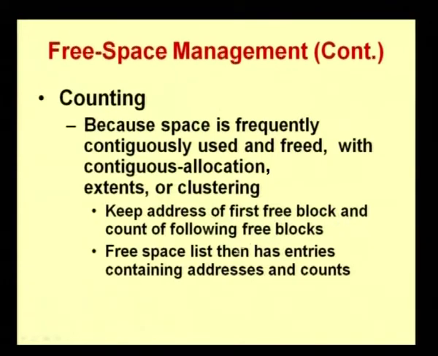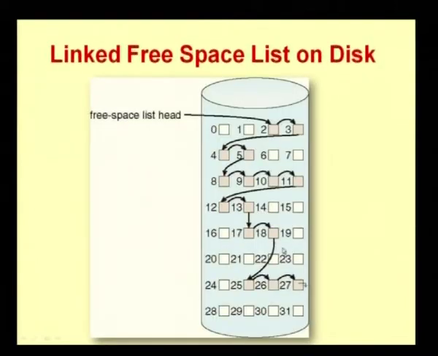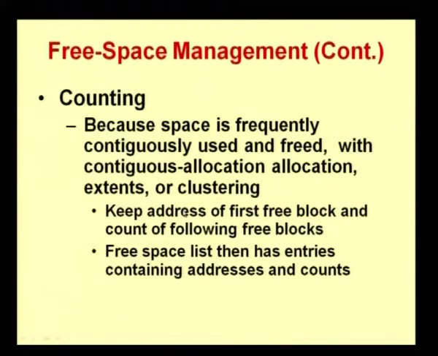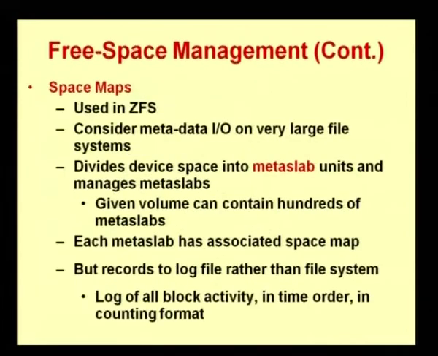How many free blocks are there over here? So these are the free blocks. It keeps track of only the first free block. Other free blocks have been linked. So when you track this free block, we can easily traverse to all these blocks. So that is called counting. Whereas grouping keeps free block addresses in the first free block plus a pointer to the next block that contains free block pointers. So counting is far better when compared to grouping. So these are the two ways of managing the free space.